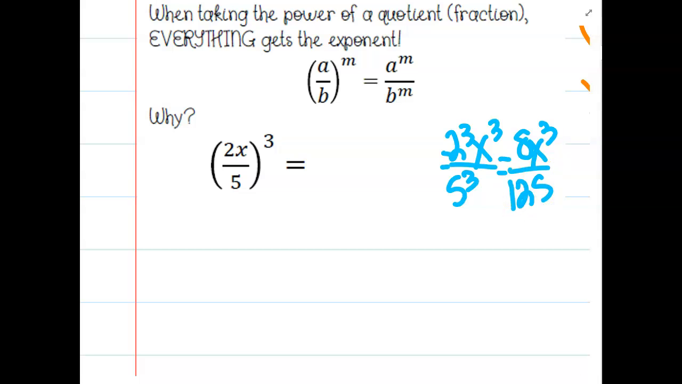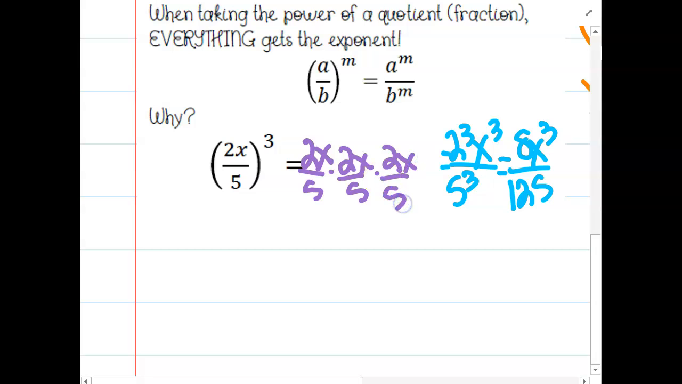Now the why, once again, if we were to expand this out, 2x over 5 cubed means 2x over 5 times 2x over 5 times 2x over 5. And if you expand it out and then crunch it back up, guess what? We have 2 times 2 times 2, 2 cubed. X times x times x, x cubed. Over 5 times 5 times 5, 5 cubed. That's why everything gets the exponent. Questions?